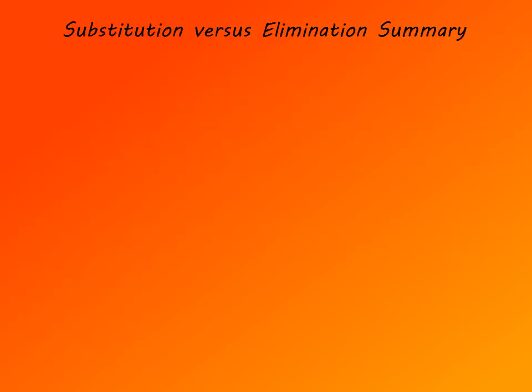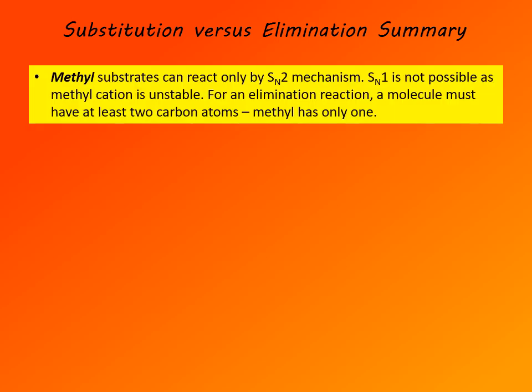Here is a summary of substitution versus elimination reactions. If the substrate is methyl, then the only possible reaction is the SN2 mechanism. Obviously, methyl cannot undergo beta elimination because methyl has only one carbon, and a minimum of 2 carbons are needed to form a carbon-carbon double bond. SN1 is not possible as the methyl cation is unstable and not a viable intermediate in SN1 reactions.